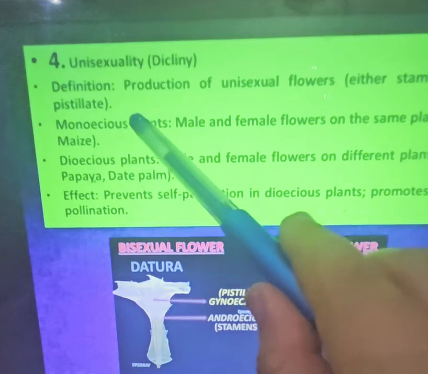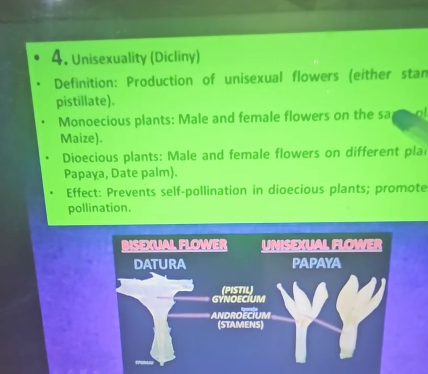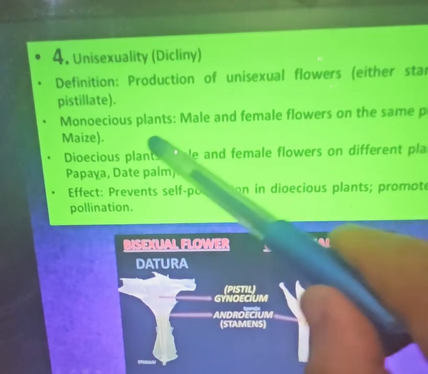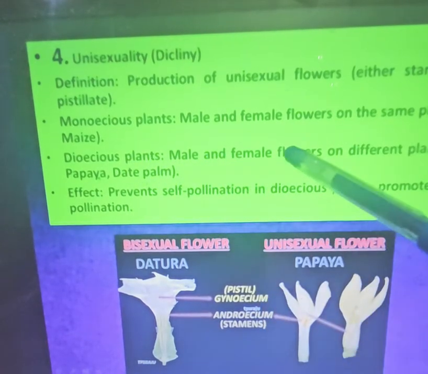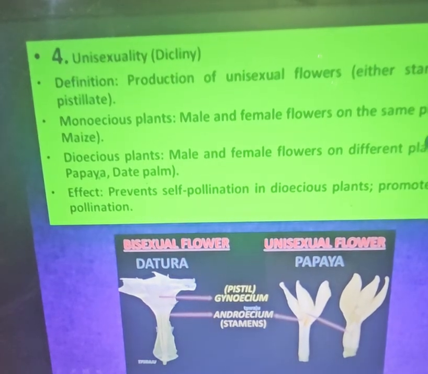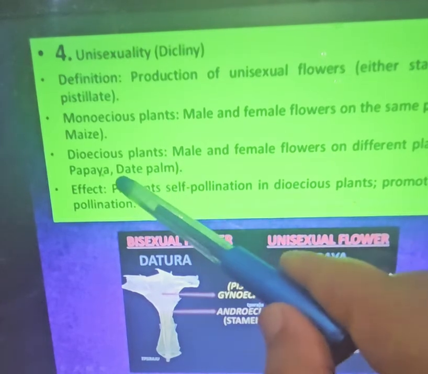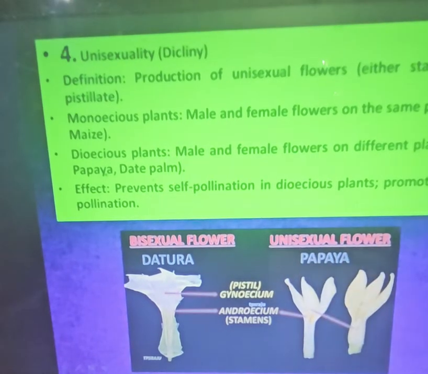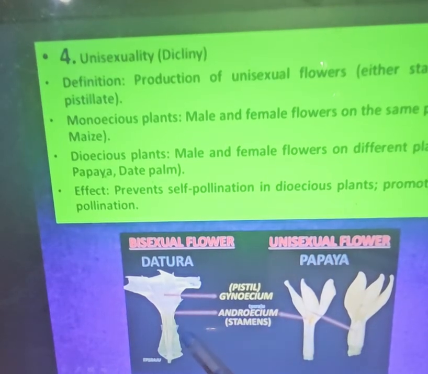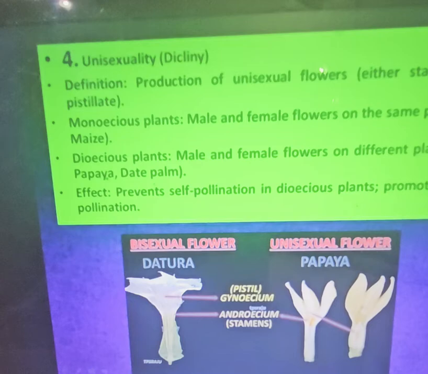Again, this is of two types. Monoecious, when male and female flowers are on the same plant, but they are not able to fertilize. Dioecious, when male and female flowers are on different plants, again they lead to cross pollination. The examples of monoecious are maize, and of dioecious are papaya and date palm. You can see from the diagram, this is the example of a bisexual flower, and this is the example of a unisexual flower.